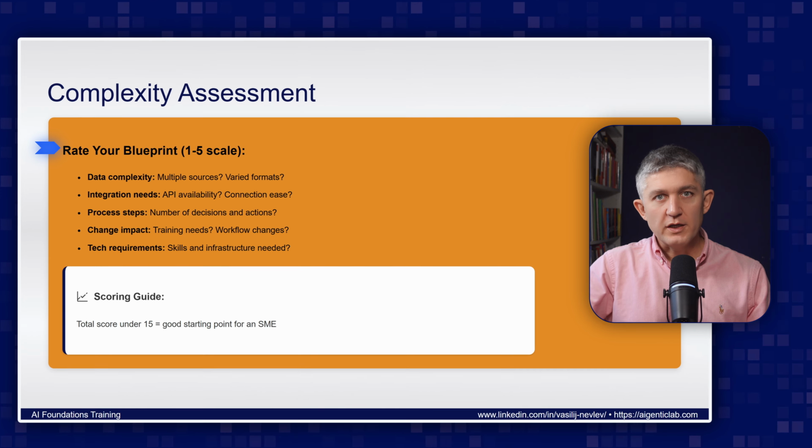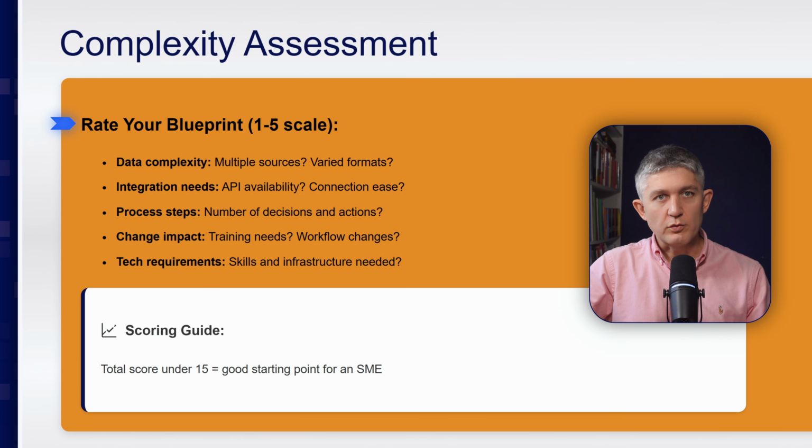Spend a moment and rate the complexity of your workflow. Go through data, such as sources, formats, integration required, and connection ease. Think about the process, number of steps and decisions. Consider change impact, training and workload shifts. What technical requirements, skills and infrastructure are required? Rate each between 1 and 5, with 5 being the most complex. If your total is 15 or under, it's a great start for an SME. If it's over 15, perhaps you might be biting off more than you can chew.